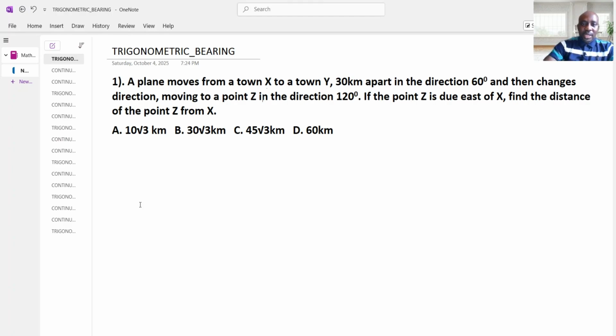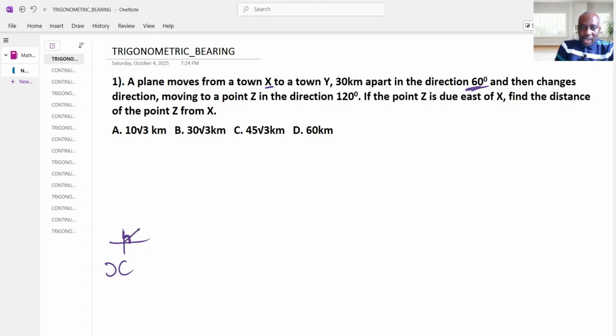Now let's begin. If you look at the question, where is the plane moving from? From a town X. It means that town X is the starting point, and the direction it moves in is a bearing of 60 degrees. When you count 1, 2, 3, from here to here is 90, isn't it? It does not mean you get the actual 60 degrees. Just know that counting 1, 2, 3, 4, 5, 6, that is 60 before it gets to the 90 degrees here.